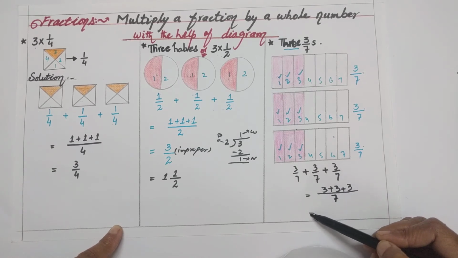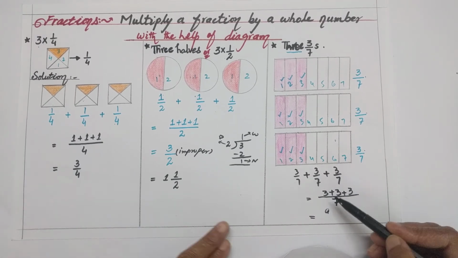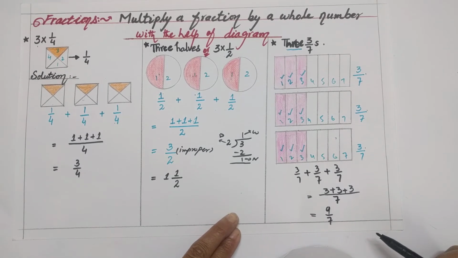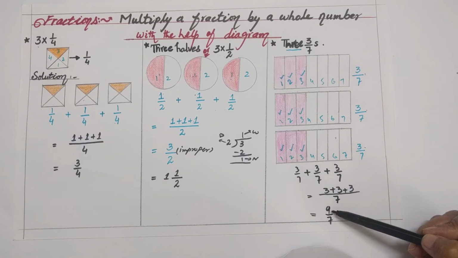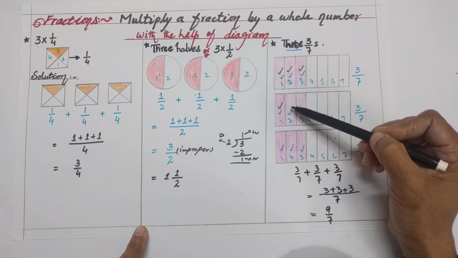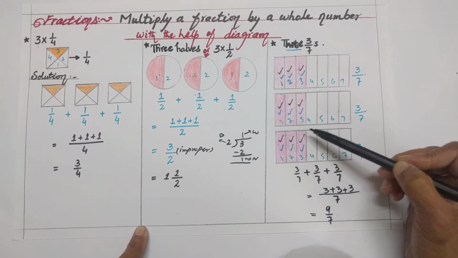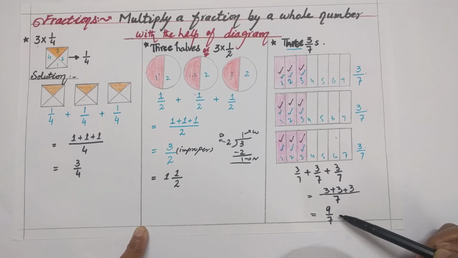So add the numerators. 3 plus 3, 6, 6 plus 3, 9. So 9 by 7. Let's check whether our answer is correct or incorrect. As 9 is the numerator, and numerator means used parts, shaded parts: 1, 2, 3, 4, 5, 6, 7, 8, 9. It means our numerator is 9 and denominator is 7. So our answer is correct.